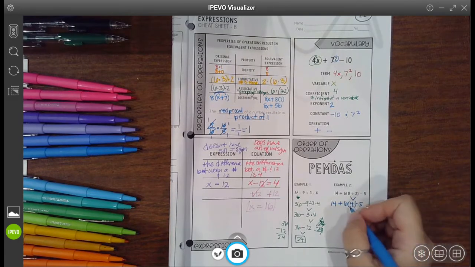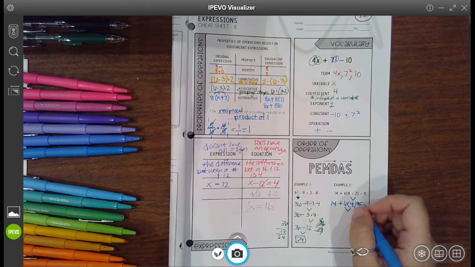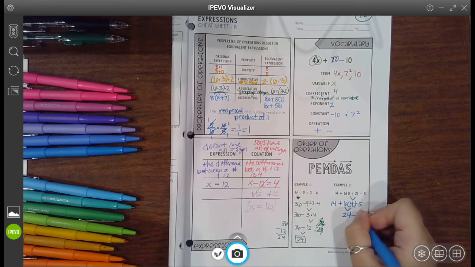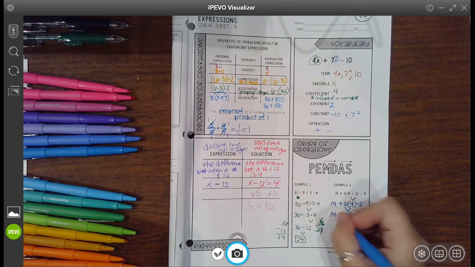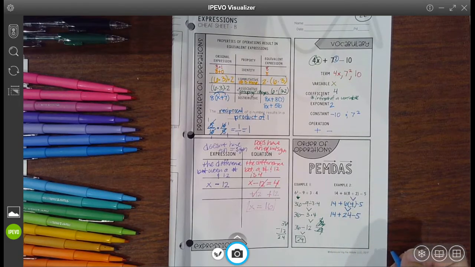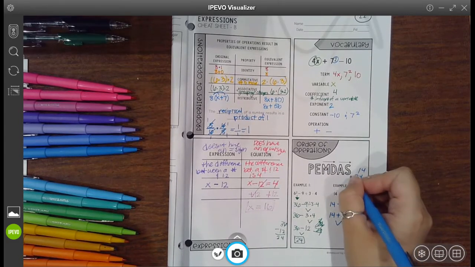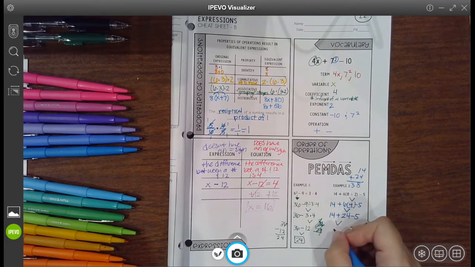And then multiplication or division. Because there's a number touching this parentheses right here with no sign between it, that means that those are being multiplied. Okay, again, when there's no sign between a number and a parentheses, that means that those two numbers are being multiplied. Okay, so 6 times 4 is 24. Bring down your minus 5 plus 14. And now you only have addition or subtraction, so go from left to right. Okay, so you have 14 plus 24. You get 38 minus 5.